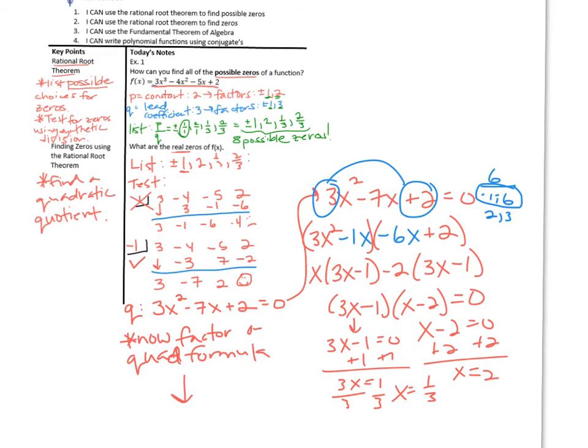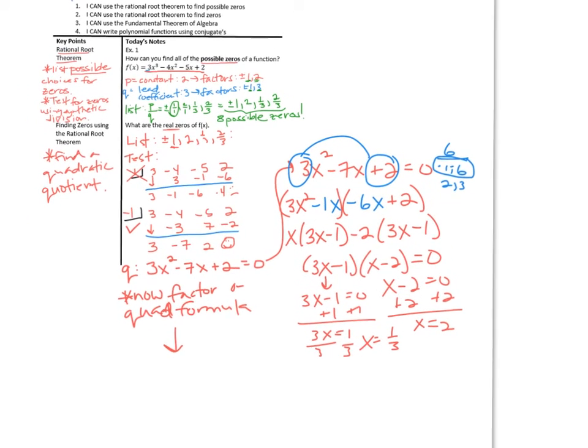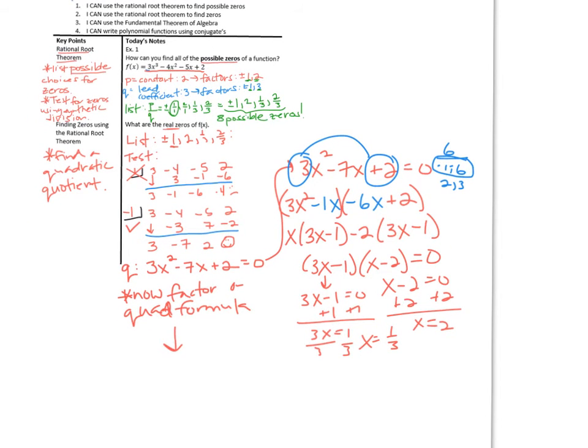Recognize that we should have 3 solutions, or up to 3 real solutions, and we found exactly 3. X equals -1. We found that with our synthetic test. And we also have +2 and 1/3. Those are the zeros using the rational root theorem.